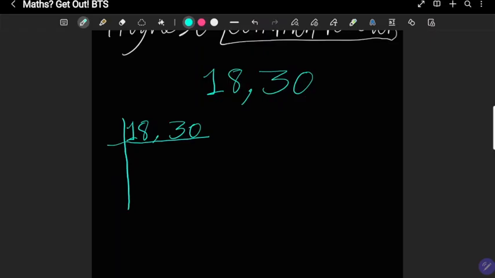Now we know even numbers are divisible by 2. So we're going to pick a number that can divide both of these numbers. We've got 2 here, and 2 times 9 is 18 and 2 times 15 is 30. Now we have 9 and 15.